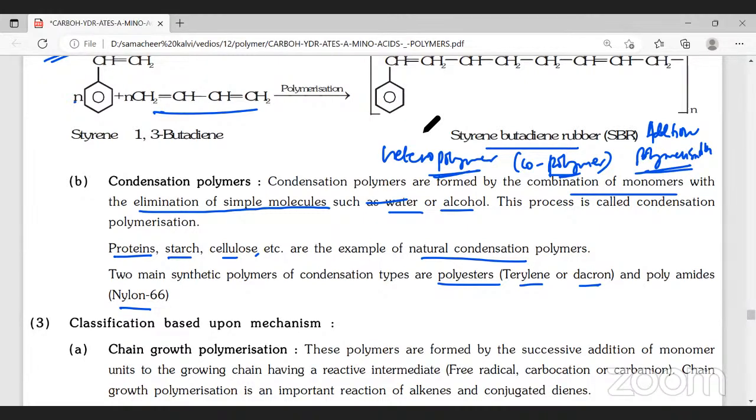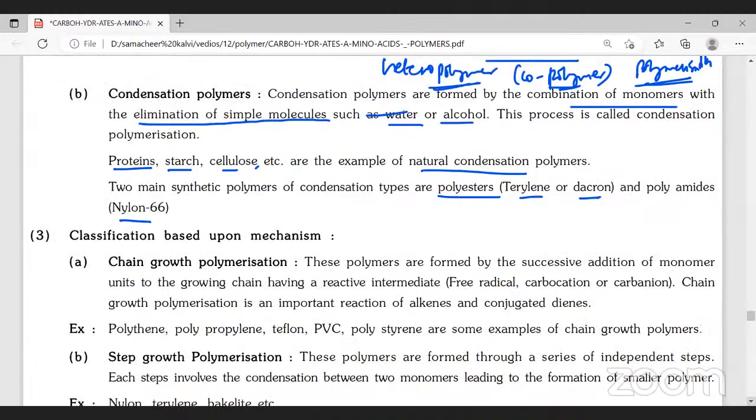But a condensation polymer is formed by the combination of monomers with the elimination of simple molecules like water, HCl, alcohol, or ammonia. This process and the examples you should remember. Third, we have classification based on the mechanism.